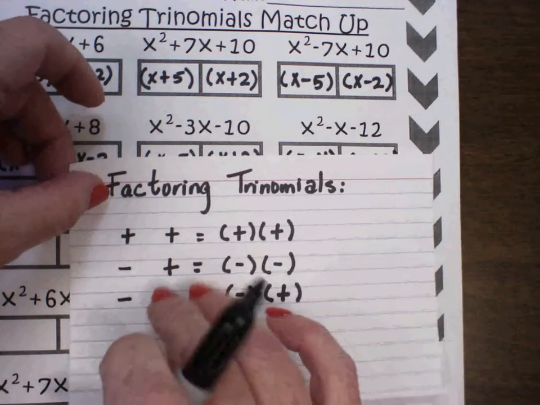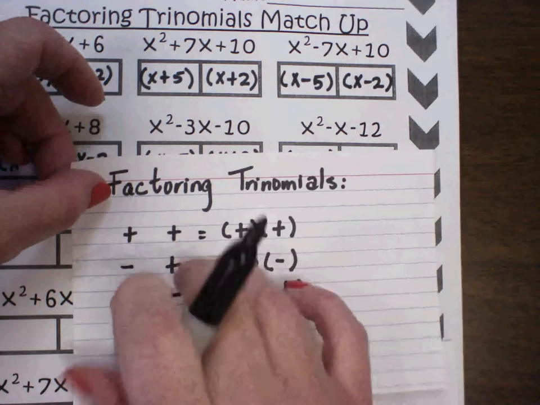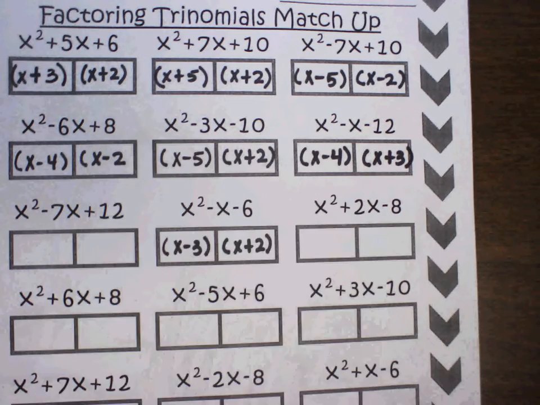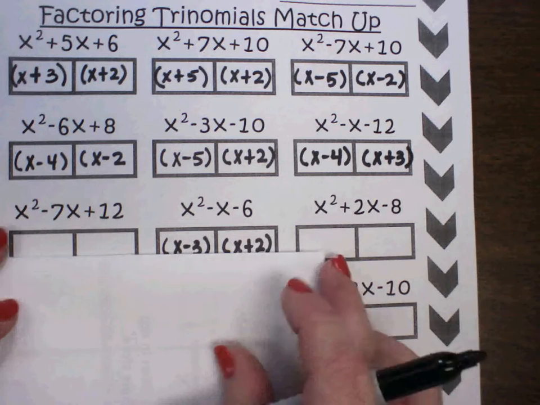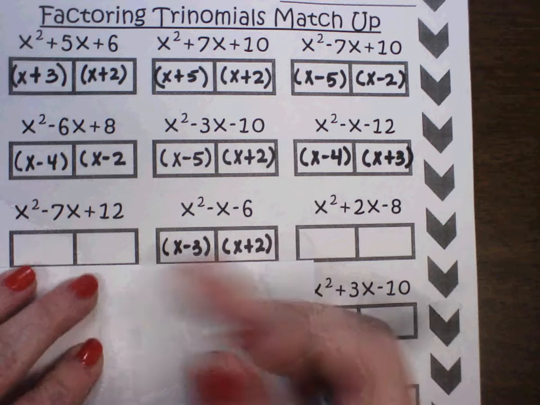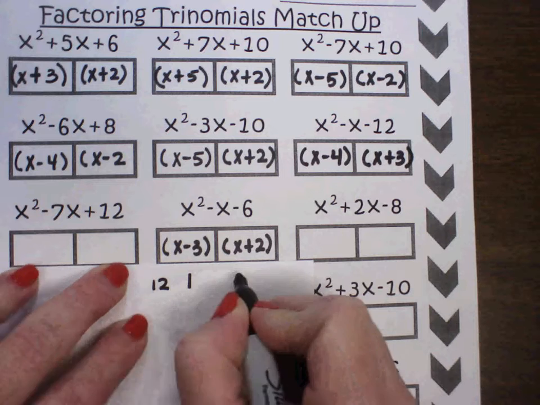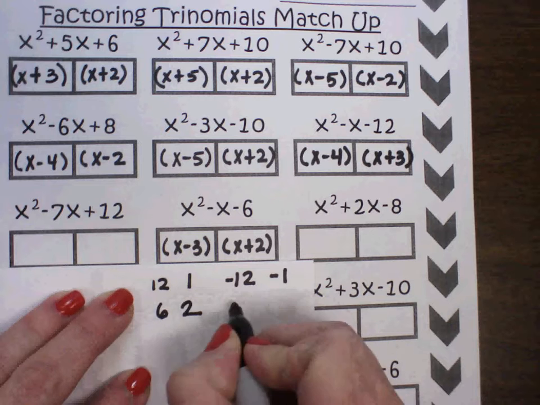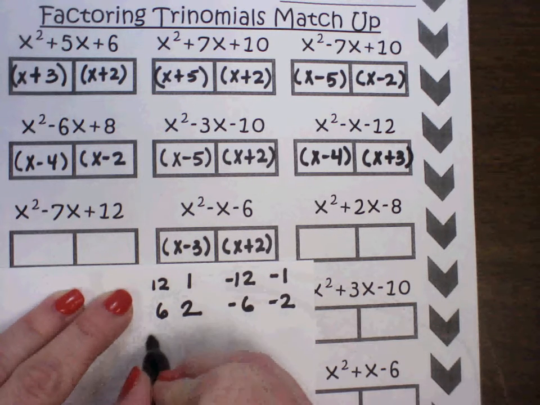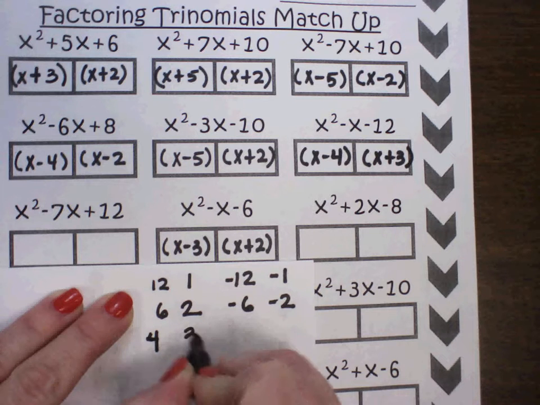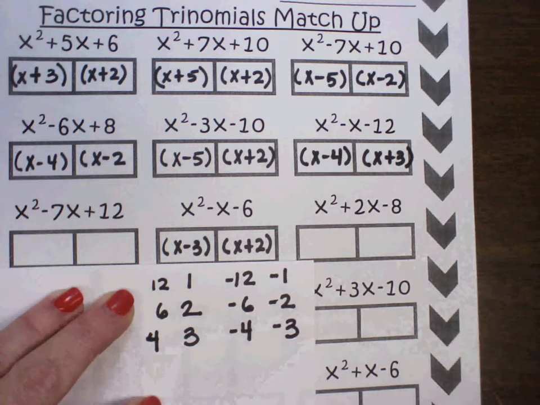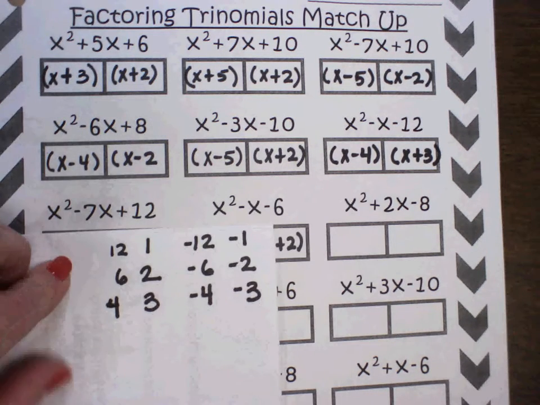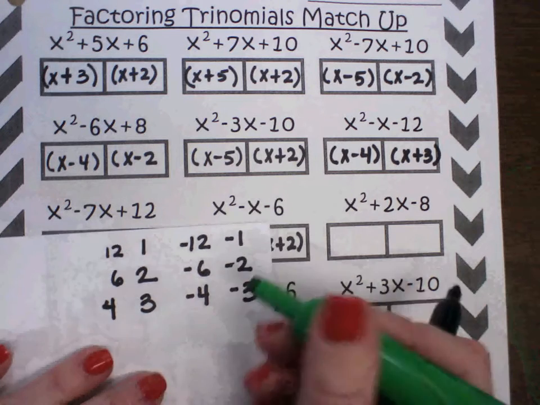All right, so this is positive 12, negative 7. 12 and 1. Negative 12 and negative 1. 6 and 2. Negative 6 and negative 2. I'm sorry, 4 and 3. Negative 4 and negative 3. Because all of those are positive 12, right? All right, now look at the combination that gives you a negative 7. There you go. That's simple, guys, okay? So x minus 4, x minus 3.